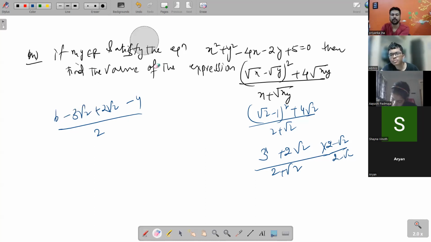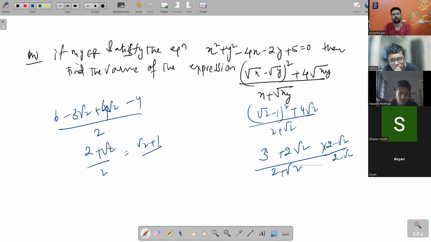Where is the sign? Left side equation. You've written minus 3 root 2 plus 2 root 2. It should be plus 4 root 2. Why so? Right. So 2 plus root 2 by 2. So just take root 2 common, root 2 plus 1, and that root 2 will cancel 2 by root 2.